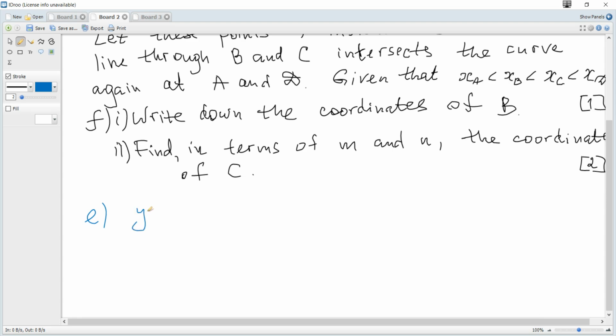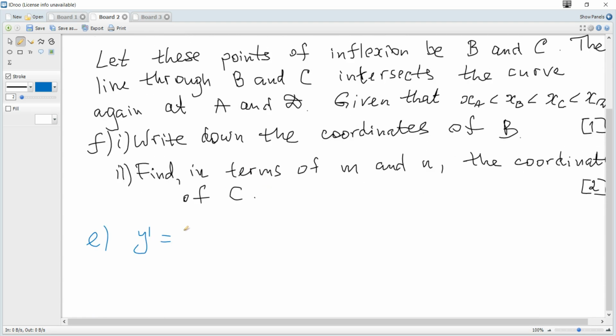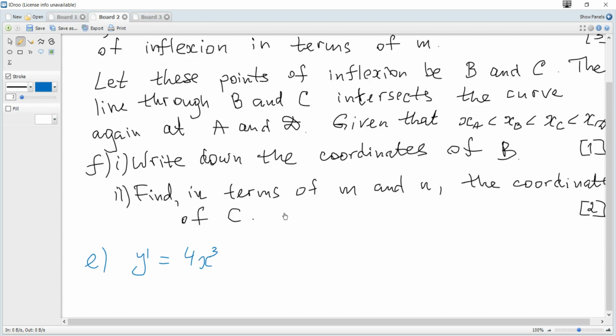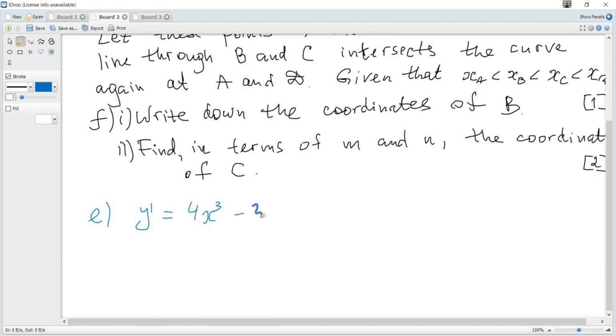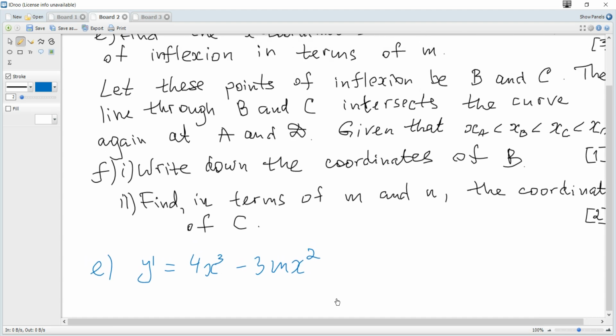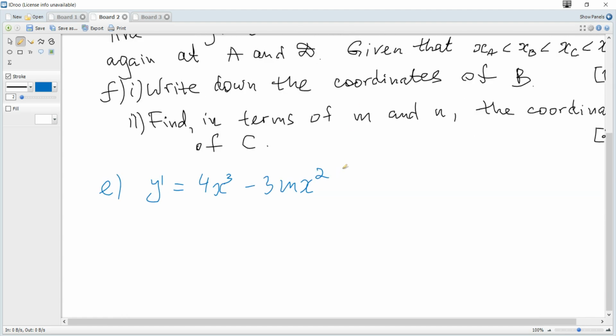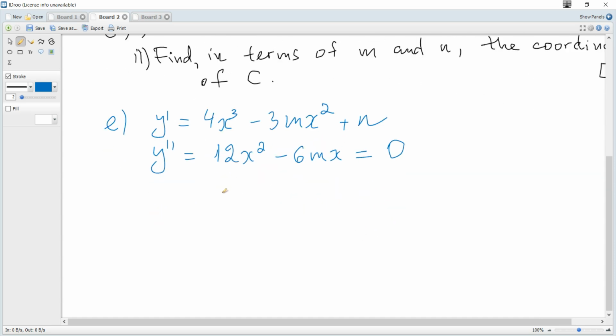So the first derivative is what? 4x cubed minus 3mx squared plus n, and the second derivative, it's what? 12x squared minus 6mx plus 0, and equating it to 0, we can factor out what? 6x, and it becomes 2x minus m, and it should be equal to 0.